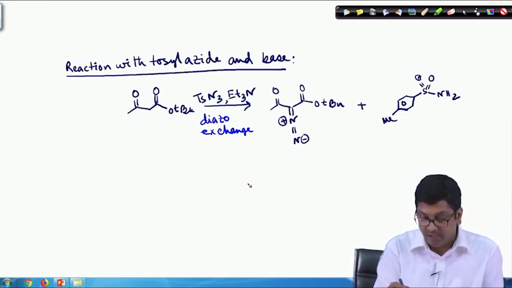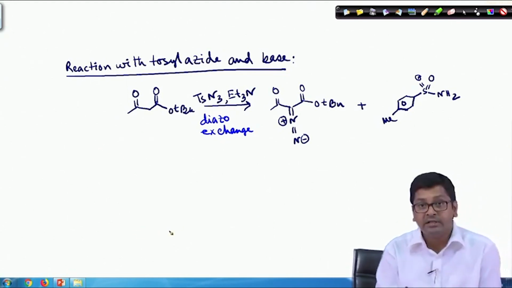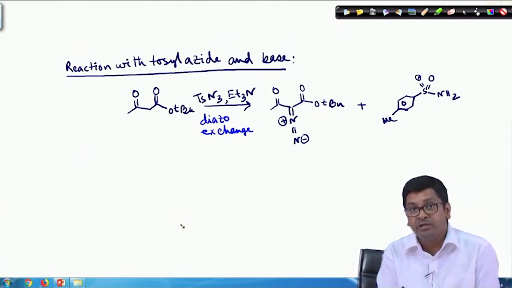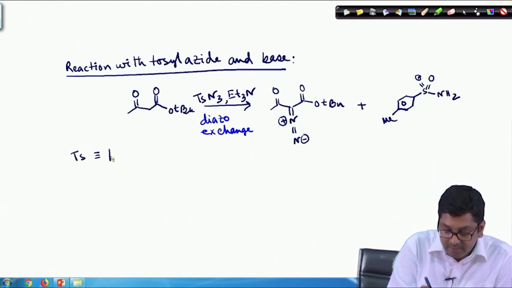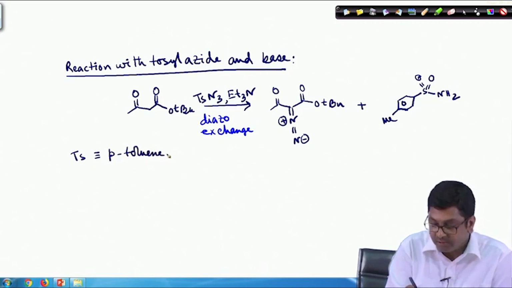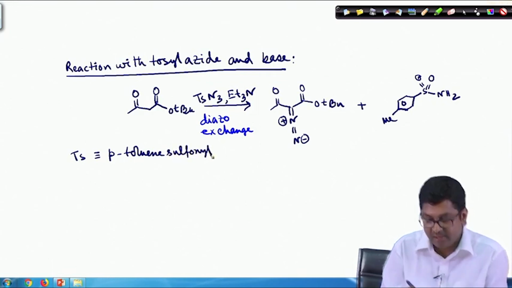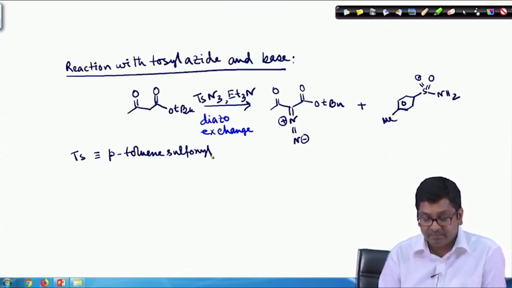And I think you know already the structure of tosyl azide, how does it look like? Tosyl is para-toluene sulfonyl. Okay. So, para-toluene sulfonyl azide, fine.